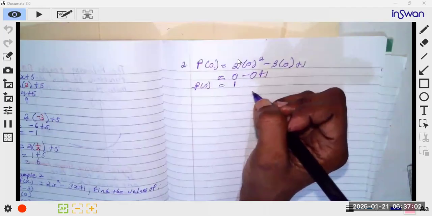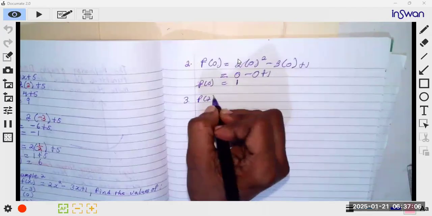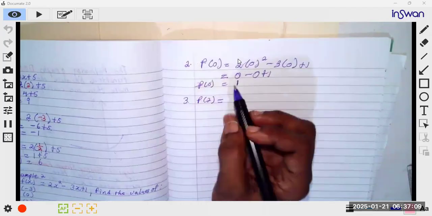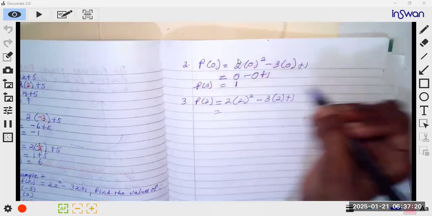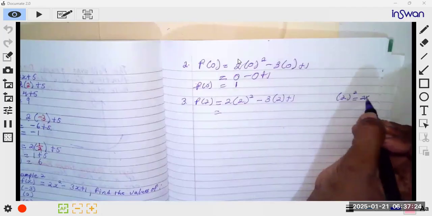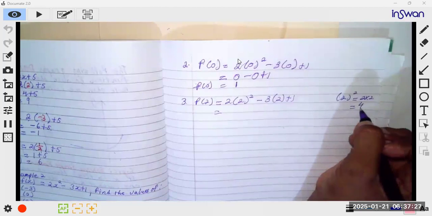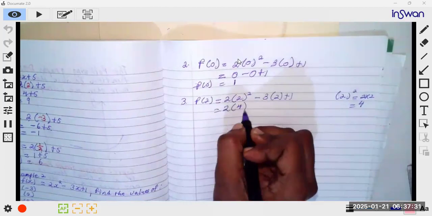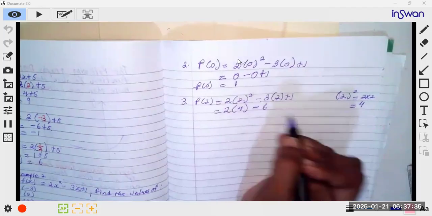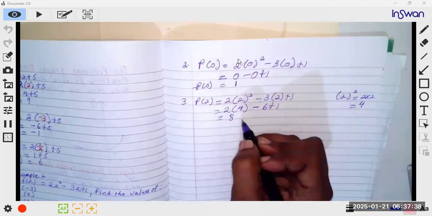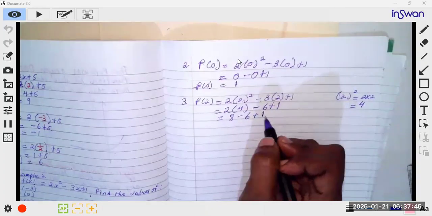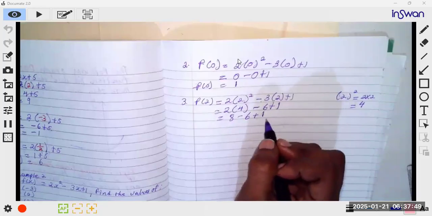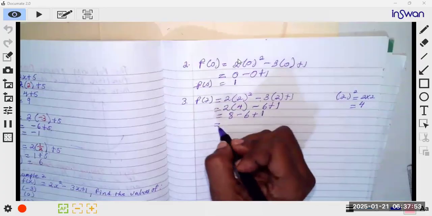All right, so f of 0, the answer is 1. Okay, so we're going on to number 3, f of 2. Replacing the x value with the number 2. So this will be 2 by 2 squared minus 3 by 2 plus 1. How will you get 2 squared? 2 squared is equal to 2 times 2, which will be 4. So this will be 2 by 4 minus 3 2s are 6, plus 1. 2 4s are 8, minus 6, plus 1. So you get 8 and 1 is 9. 9 take away 6, the answer is 3.